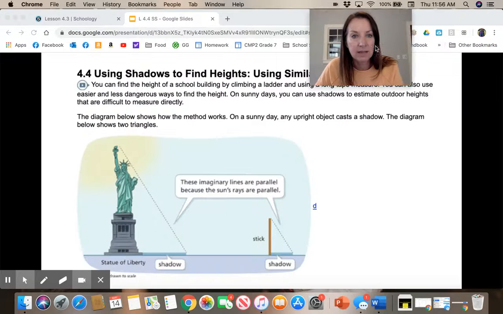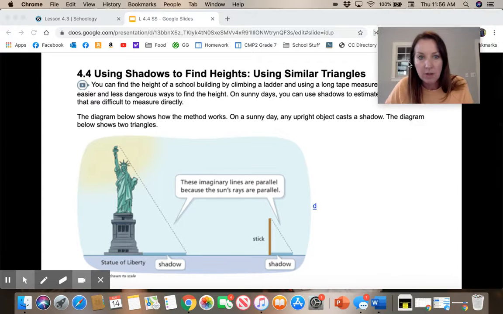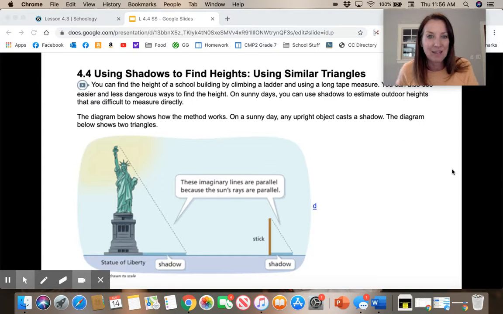All right, in today's lesson, they're talking about using shadows. You can find the height of a school building by climbing a ladder and using a long tape measure. You can also use easier and less dangerous ways to find the height. On sunny days, you can use shadows to estimate outdoor heights that are difficult to measure directly. The diagram below shows how the method works. On a sunny day, any upright object casts a shadow.